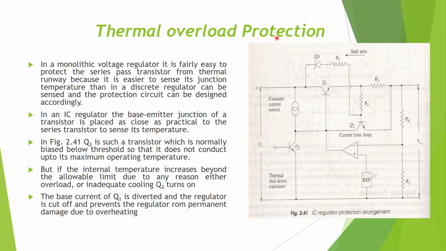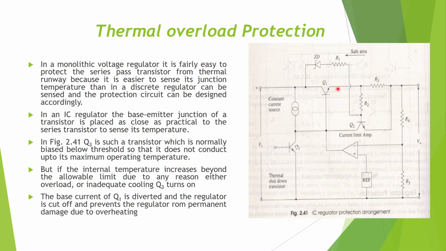Now thermal overload protection. How would the IC protect itself against an increase in temperature? As opposed to a discrete circuit, this protection is easier in a monolithic IC because everything is close to each other and it is easier to sense the temperature. Now this transistor Q3 does the function of thermal protection. This transistor Q3 is placed as close as possible to the series pass transistor Q1, and it is biased in such a way that if the temperature here increases, then Q3 will start conducting.